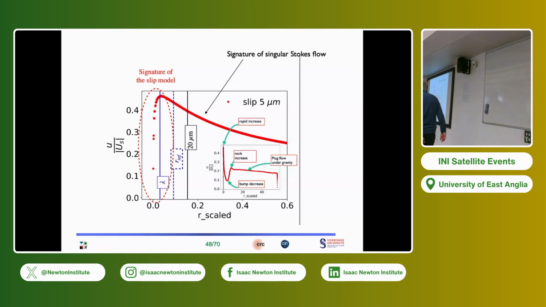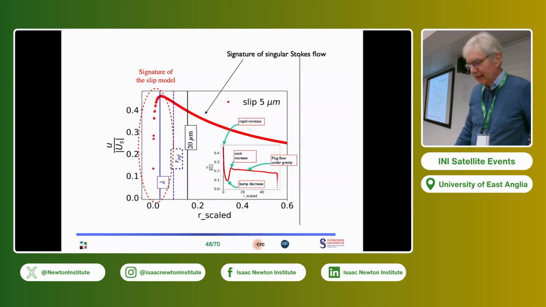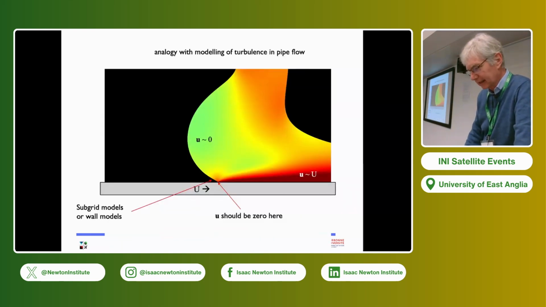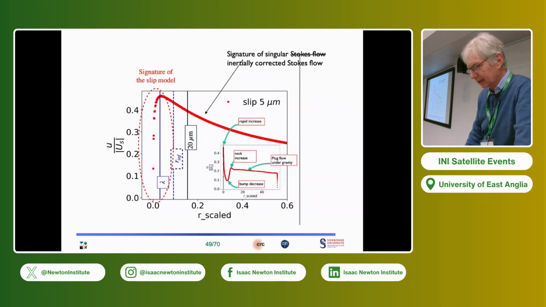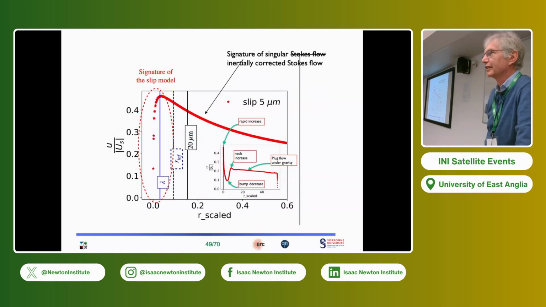I see Yash is here, so I should say I didn't plot this. Yash plotted this. And on the right, you have the signature of a Stokes flow. So what is meant by that? The right is the signature of this fan solution that I mentioned here. And it's not really a Stokes flow. It's an inertially corrected Stokes flow.